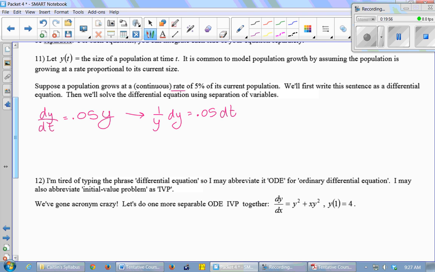The whole purpose of doing that is that now I can take the integral of both sides. Oh, yeah, you can just write dy over y. That's fine. I just thought it would be easier to recognize an antiderivative of 1 over y. What is an antiderivative of 1 over y? ln y. Yeah.